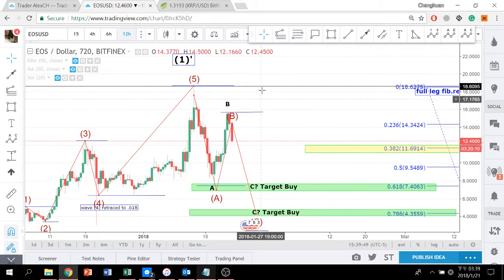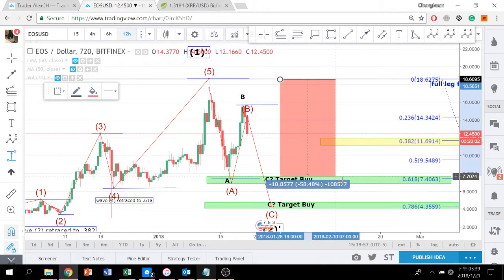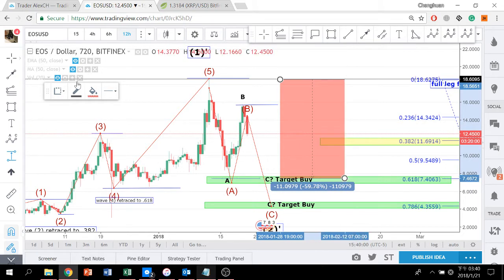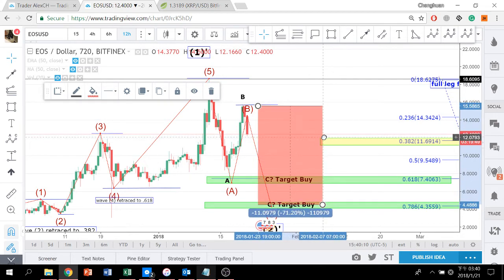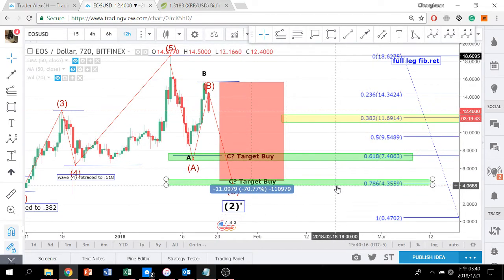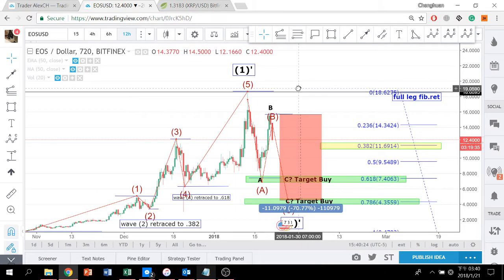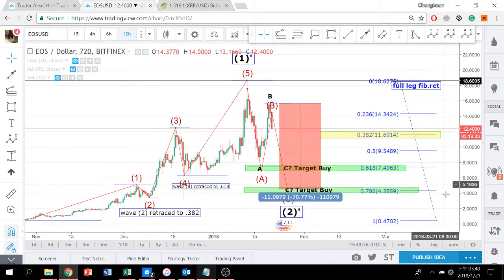But anyways, if we expect a wave C to have a 1-to-1 move as wave A, then we would end up with, this is the price range of wave 5. So the corrective, this is the price range of wave A, right? So if we expect a 1-to-1 move of wave C to wave A, this would hit the 0.786 retracement level of the whole leg, the whole 1, 2, 3, 4, 5 leg, right? The whole leg of wave 1, right?